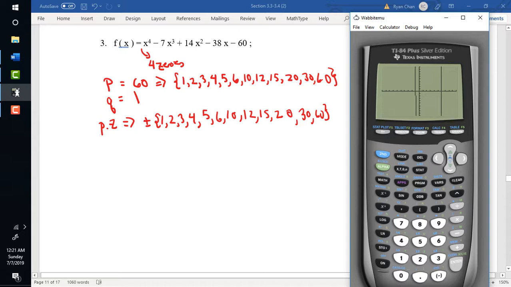1, 2, 3, 4, 5, 6. Here's the thing too. Remember, if you're not sure, you can go to second graph and look at your table. Or you can do second trace and hit value and then type in, and then you can kind of guess. Is it -1? Yes, it is. Now remember, if it crosses at x equals -1 and x equals 6, that means it's odd. So your only possibility is either 1 or 3.